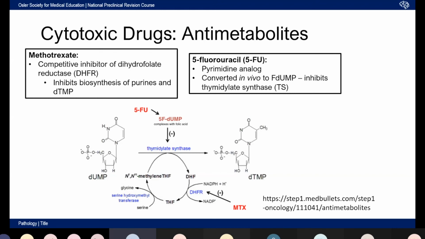And 5-FU is a pyrimidine analogue. So it's bioactivated in cells to 5-FdUMP, which covalently complexes to folic acid. And as these both target a similar pathway, they are synergistic when used together. But side effects of 5-FU again include myelosuppression, but this myelosuppression can be rescued with thymidine, and also another side effect is photosensitivity.